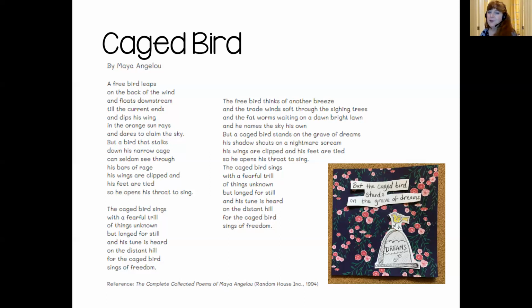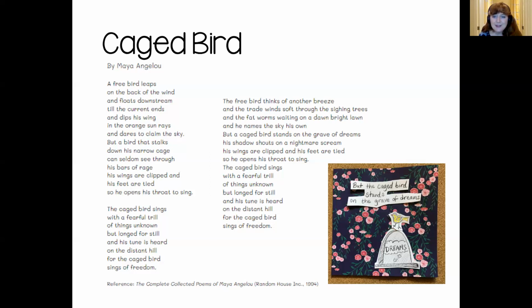The free bird thinks of another breeze, and the trade winds soft through the sighing trees, and the fat worms waiting on a dawn bright lawn, and he names the sky his own.